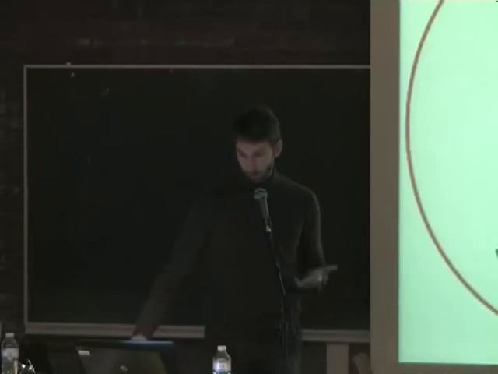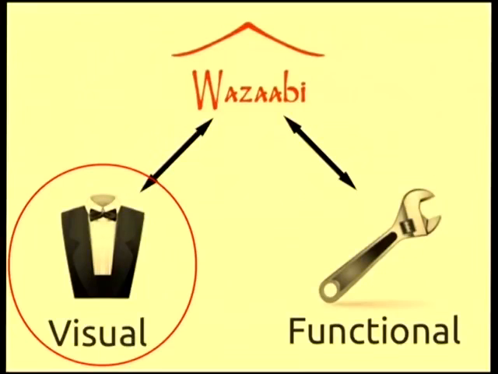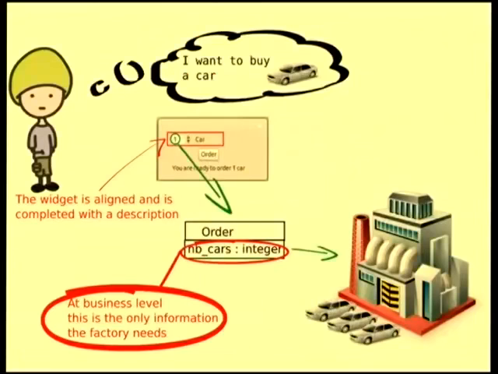That's only a model. So Wazaabi considers that a UI is composed of two parts: the way it looks and the way it works. First, have a look at the visual part. Let's take an example. You have a user who wants a user interface. Here we keep a very simple example. The only data you want to know is that he wants to order cars, and how many cars he wants. So you make an interface with some labels and a push button. It's quite simple, but you need to add some fancy things to keep it clear for the user.